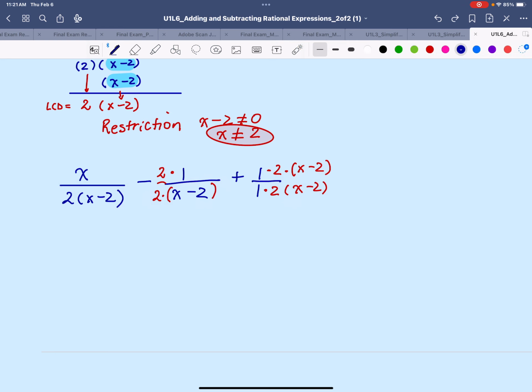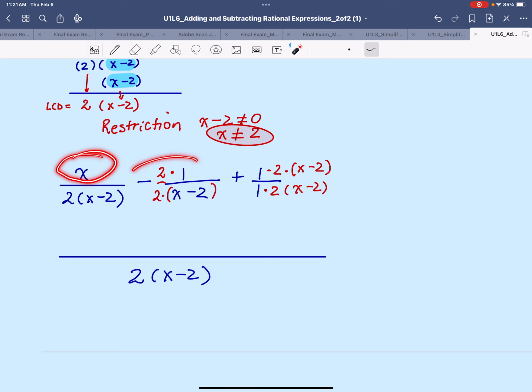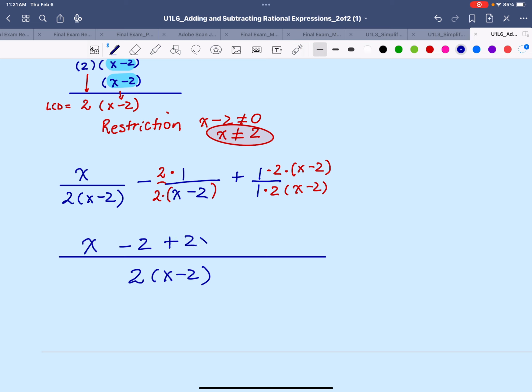we can bring all these terms together in a single rational expression with the denominator 2 times x minus 2. And then we can simplify the numerators. So we'll bring all the numerators together in the same numerator. So x from the first, negative 2 times 1, that's negative 2. And lastly, we have 2 times x minus 2, which we can actually start expanding. 2 times x, that's 2x. And 2 times negative 2 is negative 4.